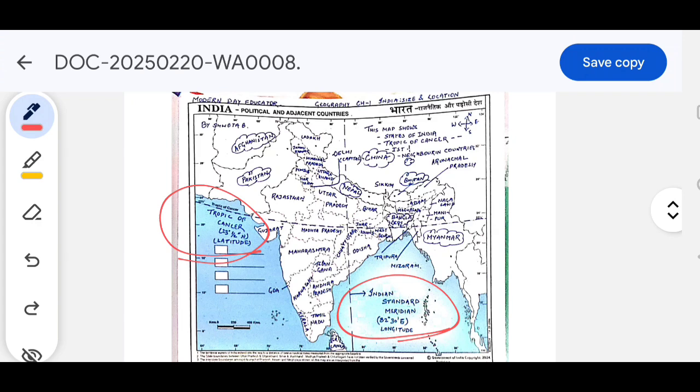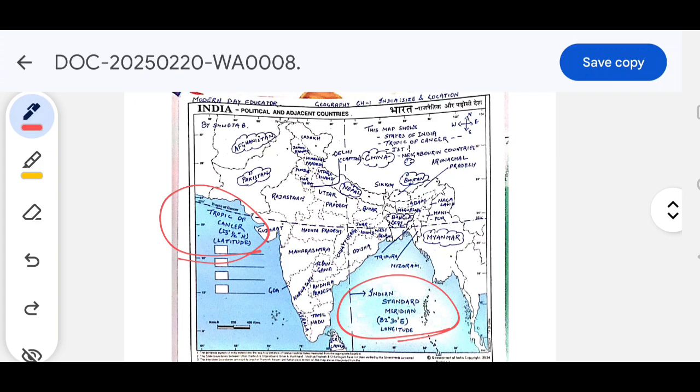And if we talk about the northern and southern hemisphere, India completely lies in the northern hemisphere. That's why we will only see the letter N with all the latitudes of India. So these are the two important lines which we have to remember. Then we have marked some neighboring countries. Not some, all the neighboring countries we have marked here.